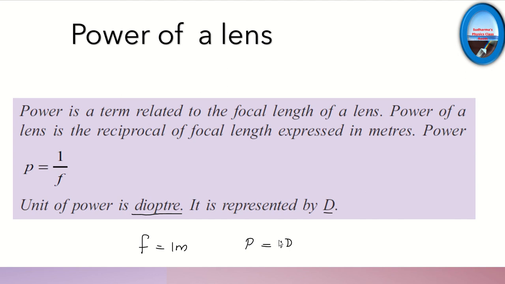Here we also get some questions like identify the type of lens if the power is this much. Suppose I say power P is equal to plus 0.5 diopter. Here plus shows that it is a convex lens. If P is minus 0.5 diopter, negative, we have to see the sign. Focal length of a convex lens is positive. Focal length of a concave lens is negative. So this is going to be a concave lens.